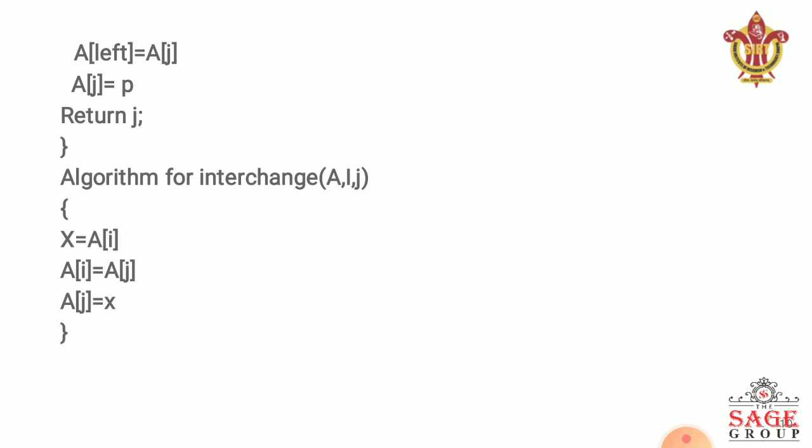If we find these values, then we swap a of left with a of j. These conditions exist when our i and j indexes are crossing each other, or in general words, when the j index is less than the i index, then we swap our pivot element with our jth index element.